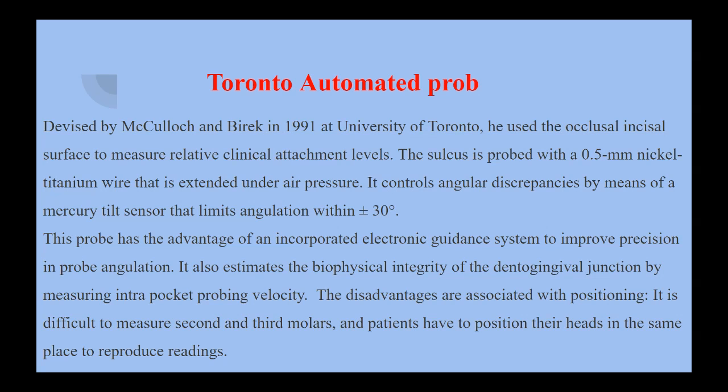The other type is the Toronto automated probe. In this probe, the sulcus is probed with a 0.5 millimeter nickel titanium wire that is extended under air pressure. The advantage of this is an incorporated electronic guidance system to improve precision in probe angulation and estimate the biophysiological integrity of the dentogingival junction by measuring intra-pocket probing velocity.